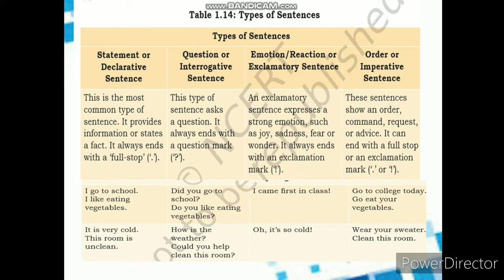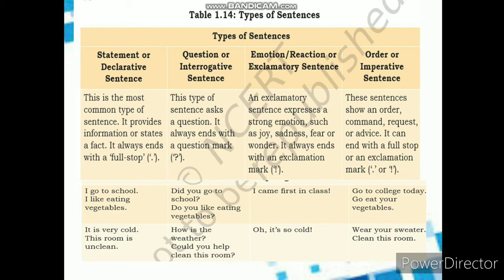Second type, question or interrogative sentence. This type of sentence asks a question. It always ends with a question mark. Example, did you go to school? Do you like eating vegetables? How is the weather? Could you help clean this room?